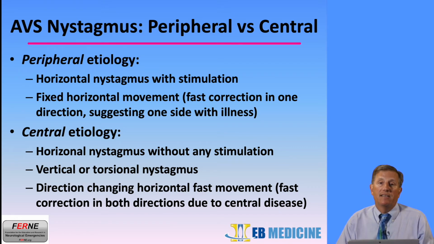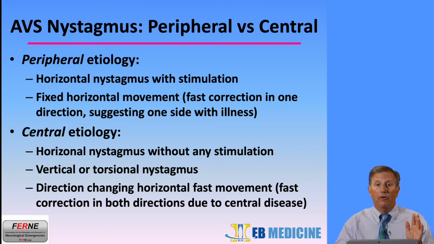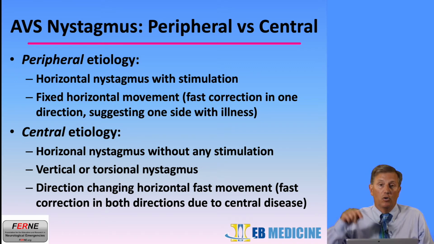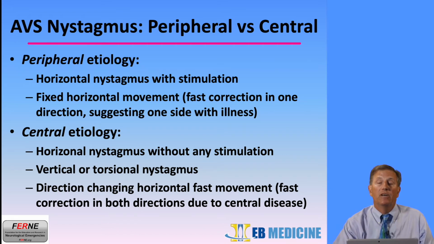What AVS nystagmus findings suggest a central etiology? Horizontal nystagmus that occurs without any gaze to one side or the other, that occurs just on its own, with the patient looking forward, this would suggest a central etiology. Vertical nystagmus, torsional or rotatory nystagmus, and/or direction-changing horizontal fast movement. That is, gaze to the left, quick right. Gaze to the right, quick left. All of these suggest a possible central etiology for the dizziness as we discussed in our nystagmus section.